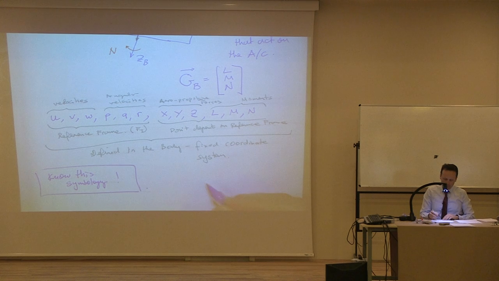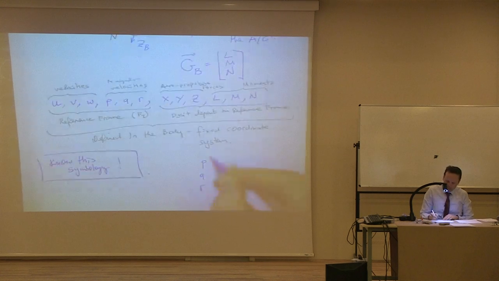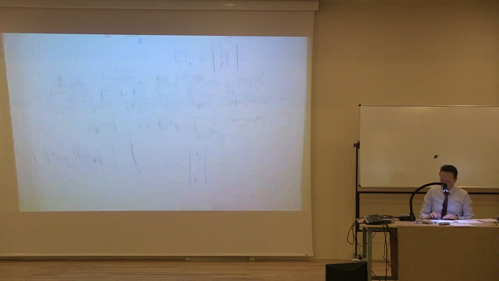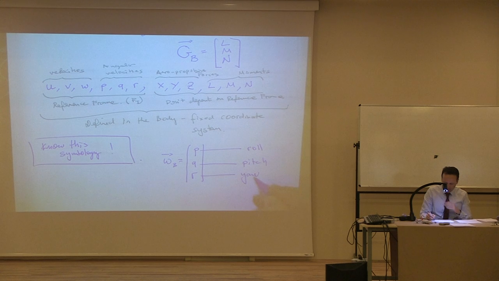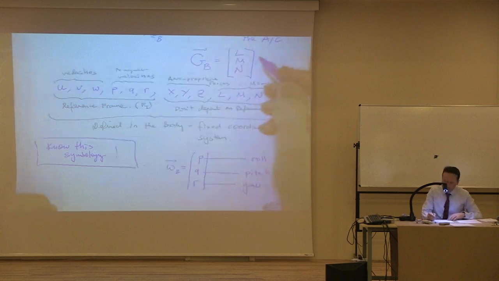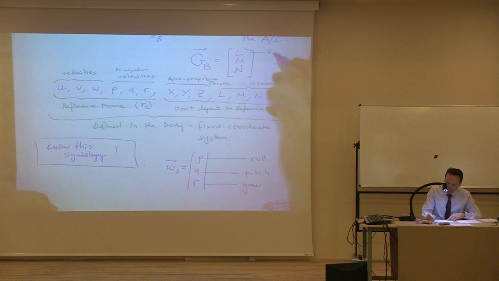So P, Q, and R, in the body axis. This rotation is what we call the roll. This one is the pitch, and this one is the yaw. Okay? So a rotation in roll, a rotation in pitch, a rotation in yaw. Similarly over here, you might want to write this down. This is a roll moment. This is a pitch moment. And this is a yaw moment.